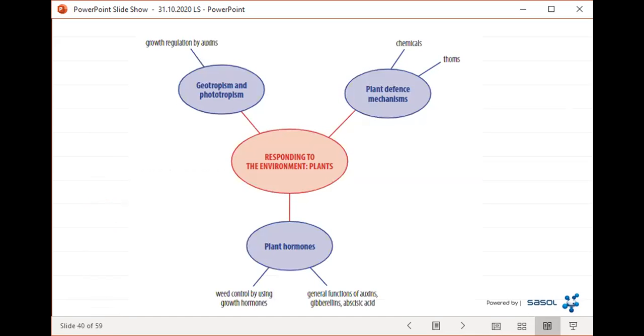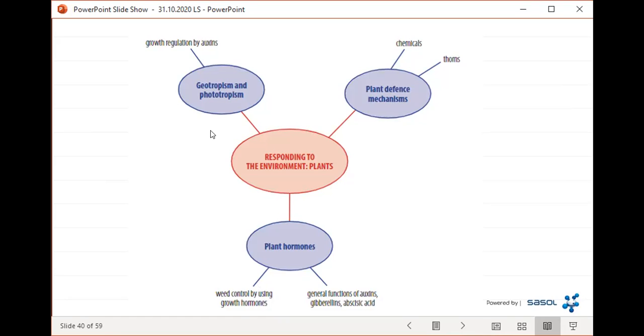Okay, so here we have, guys, just a summary of what we have learned in this topic of responding to the environment with regards to plants. We went through plant hormones. We went through weed control by using growth hormones, which was auxin, an auxin selective weed killer. And then we also went through the general functions of auxins, gibberellins, as well as abscisic acid. It is very important to note these functions.